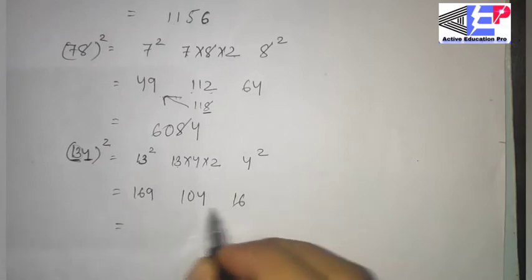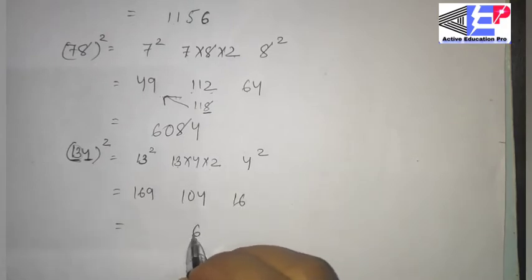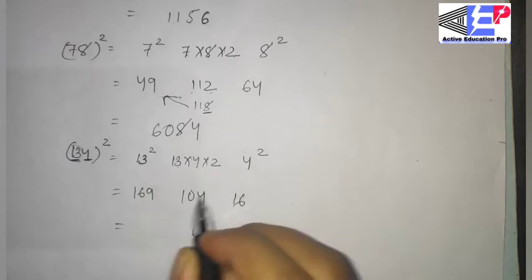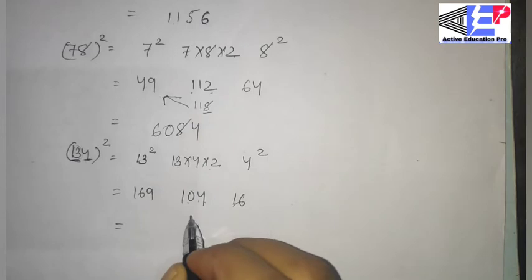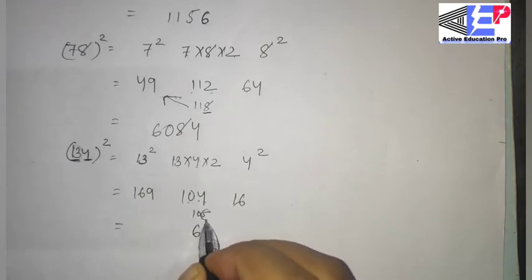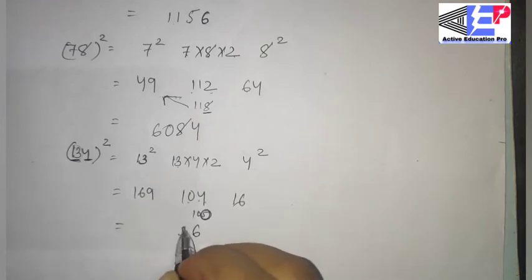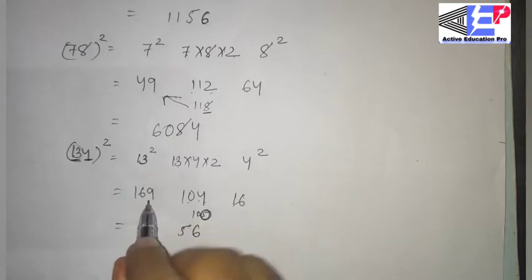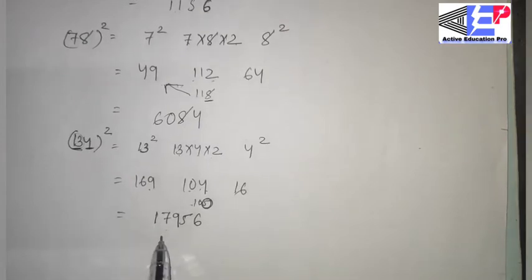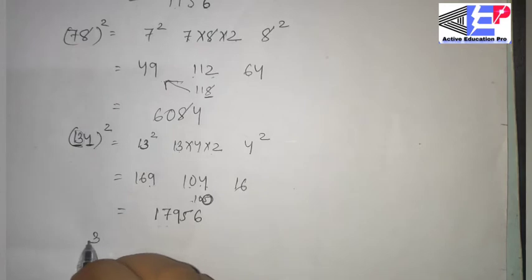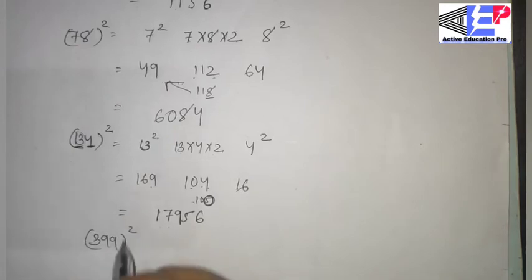Now for the unit digit places: 6, then the 1 left over from the right side is added to the middle part. 104 plus 1 is 105, and 5 is the unit place. So write 5 here, then 10 is added to the left-hand part: 169 plus 10 is 179. So the square of 134 is 17,956. Here is another number, 399, the square of 399.